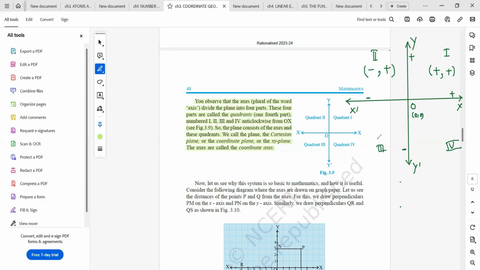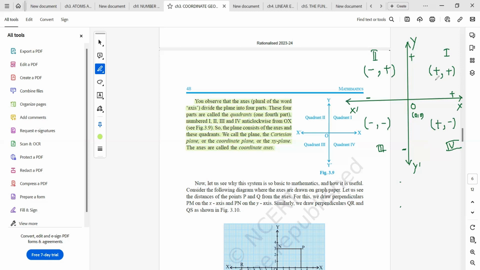Now the third quadrant. Can you tell me for the third quadrant? X is? Look at the x. It will be minus. Yes. And y? Y is also minus. Okay. Yes. Fine. So third is minus and minus. Now the fourth quadrant. The fourth quadrant would be plus comma minus. Yes, because x is plus and y is minus. Okay, so that is how you can define in which quadrant it will be.